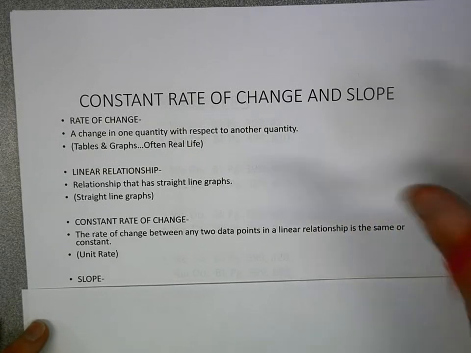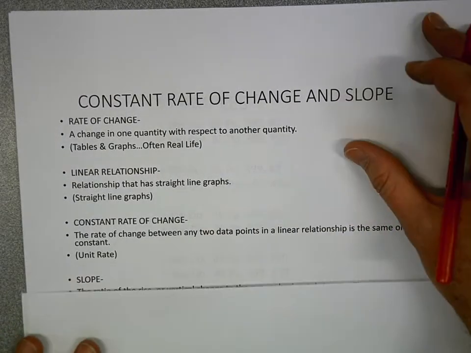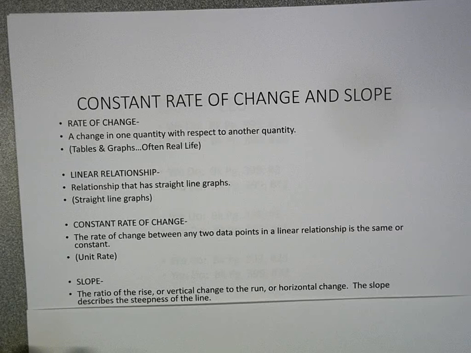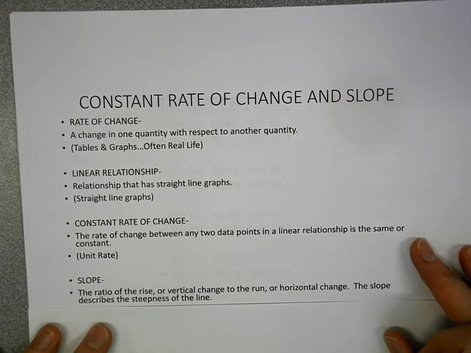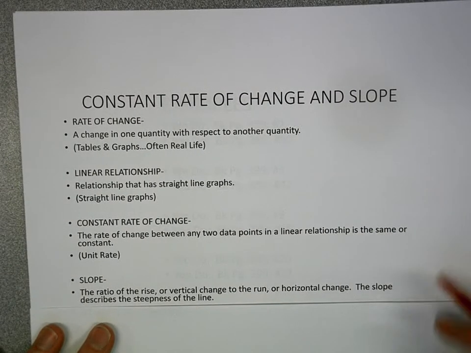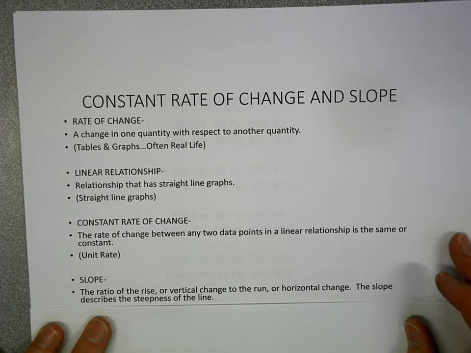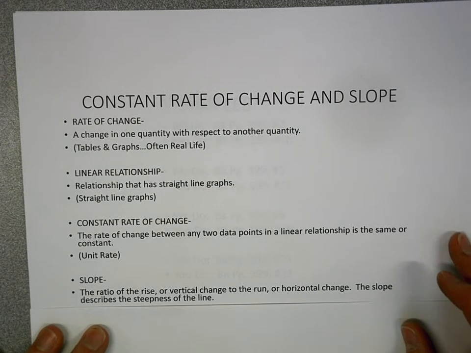And our next one, the word slope. Everyone? Slope. This is the ratio of the rise, or vertical change, to the run, or horizontal change. We're talking about the graphed line now. And here's the best way to describe it: the slope describes the steepness of the line. How steep the line is. Is it steep? Is it not? It's a number that describes how steep it actually is.